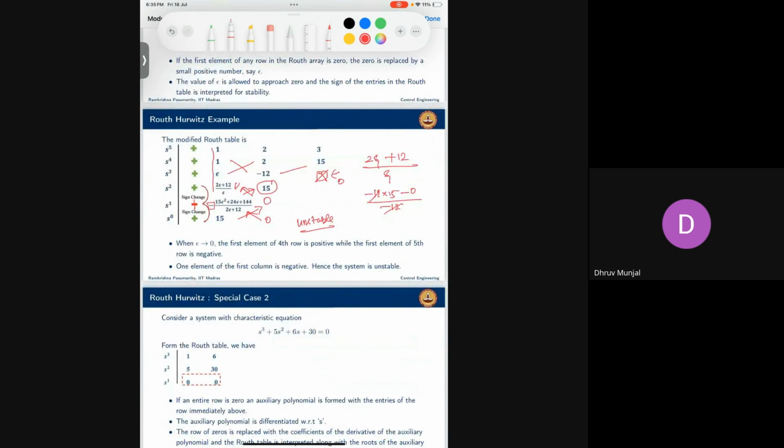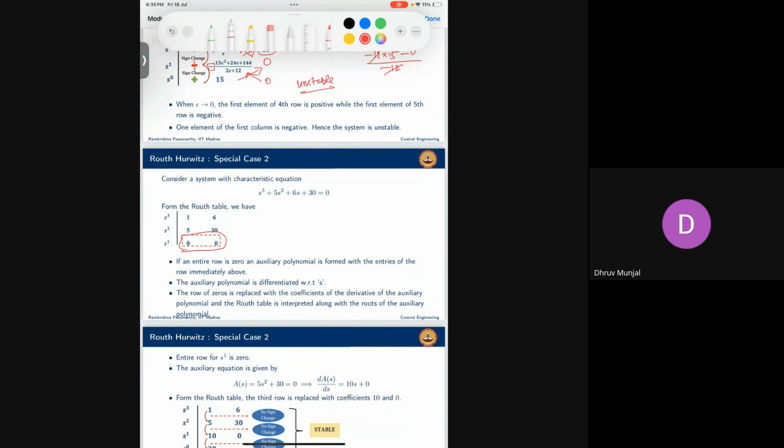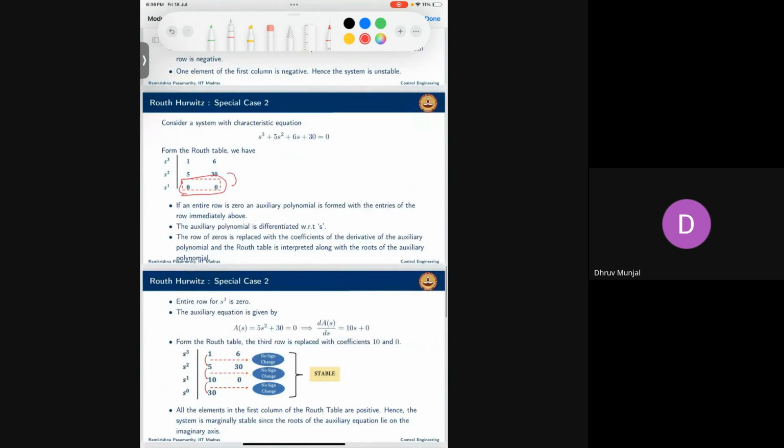And the next case would be, what if the whole row is 0? Can we replace both with epsilon, epsilon? If you do so, again it will give us the same problem. Again the next row will also be 0. So instead of doing this, they came up with another approach. How you can tackle this problem is to just look at the row above the row where it went 0. This row's coefficients are 5 and 30, right?